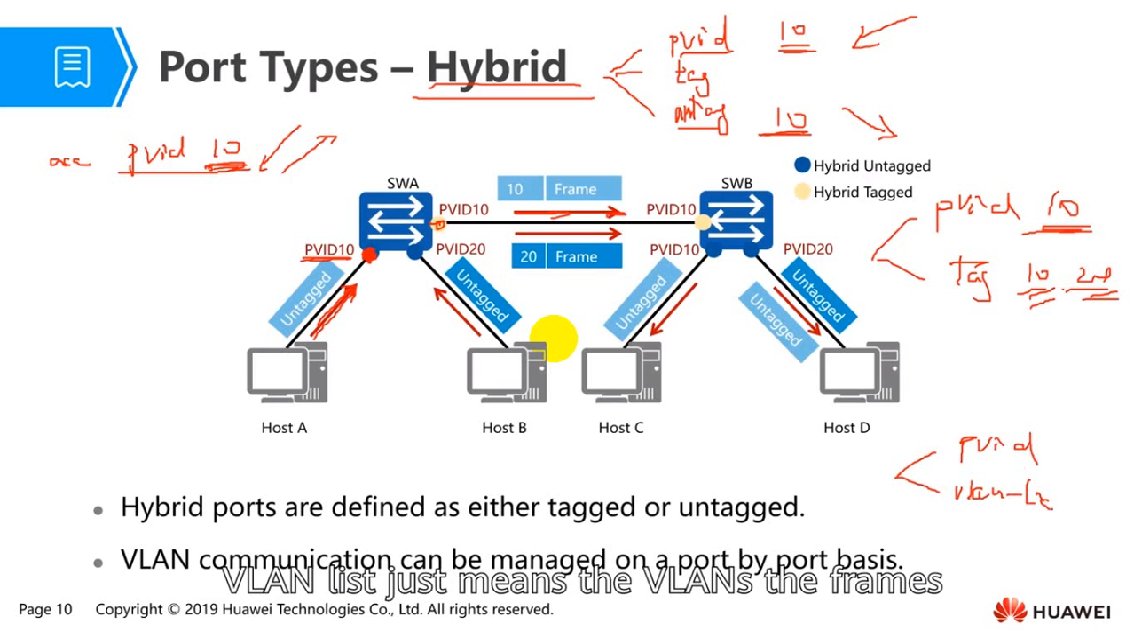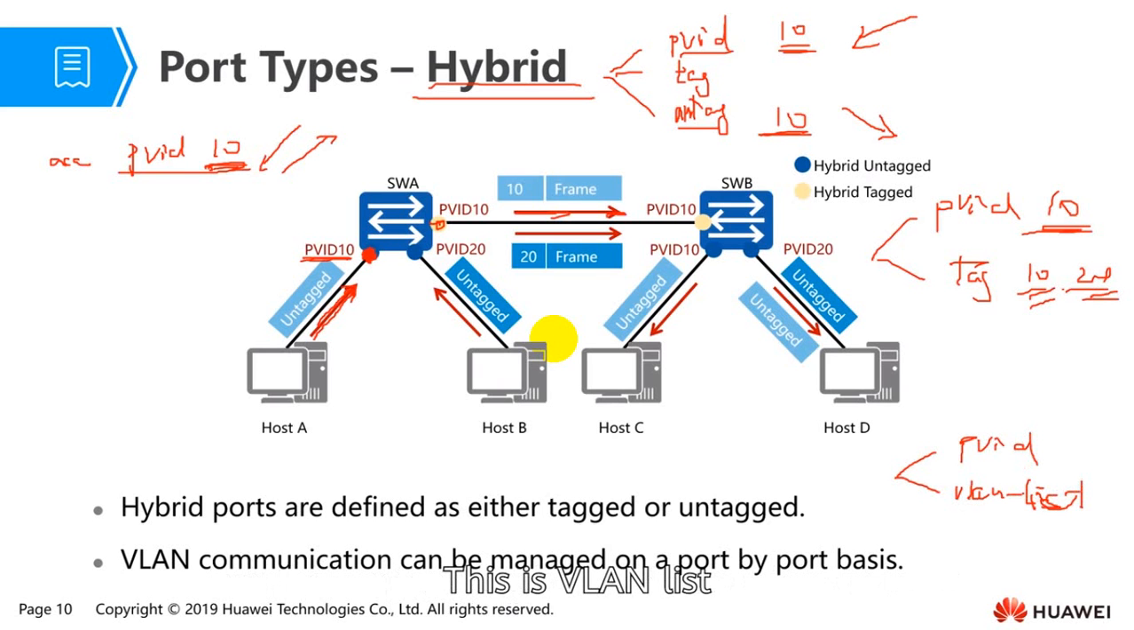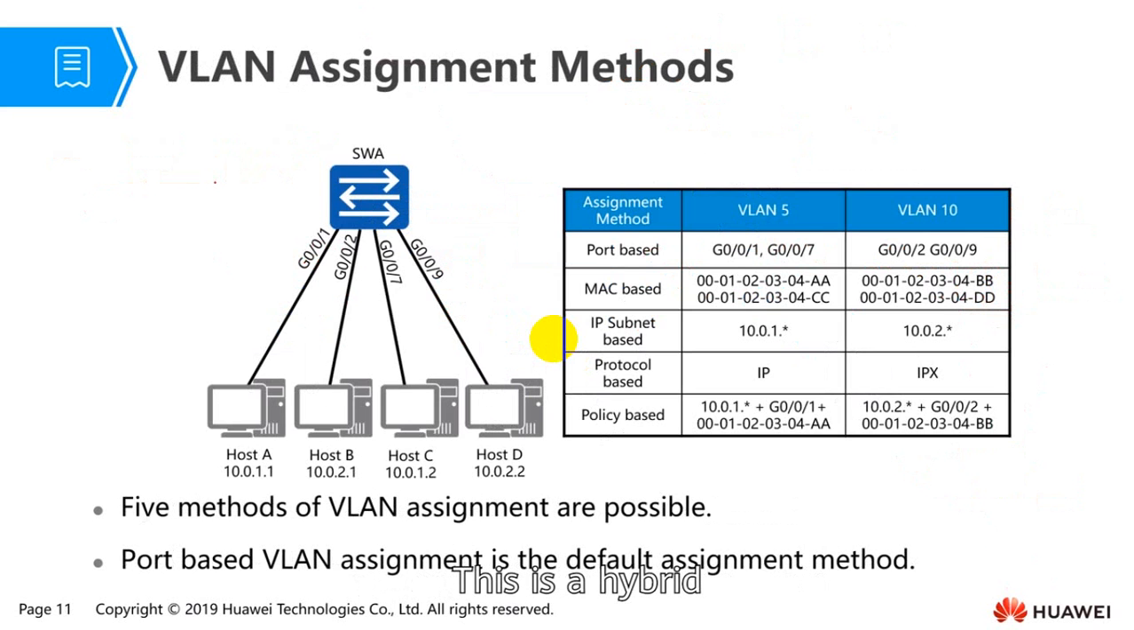The VLAN list just means the frames belonging to which VLANs are allowed to pass. Of course, everything in this VLAN list is tagged. So the hybrid is the combination of the trunk and the access. This is a hybrid.